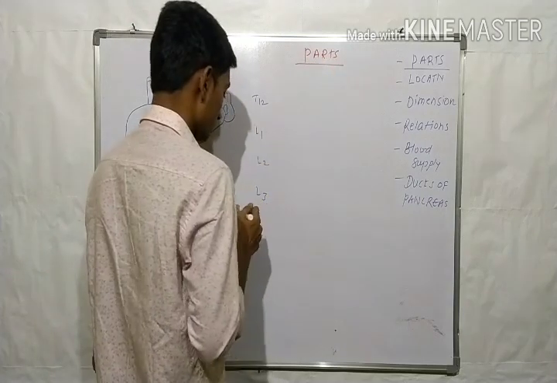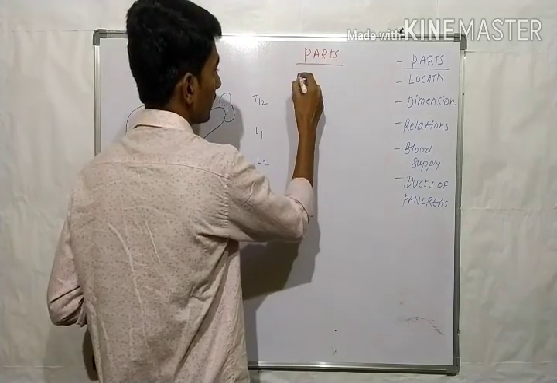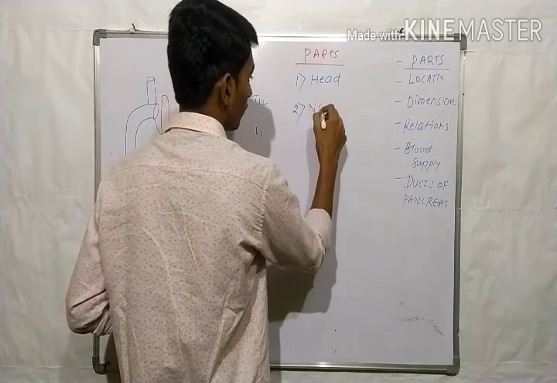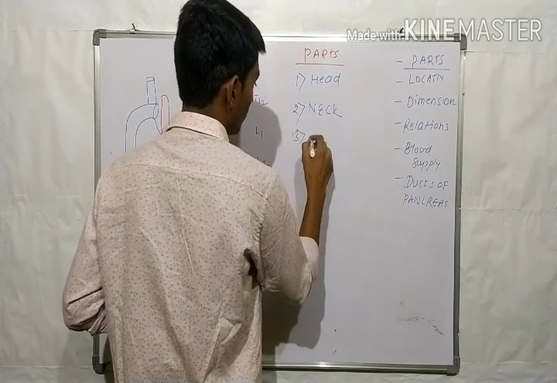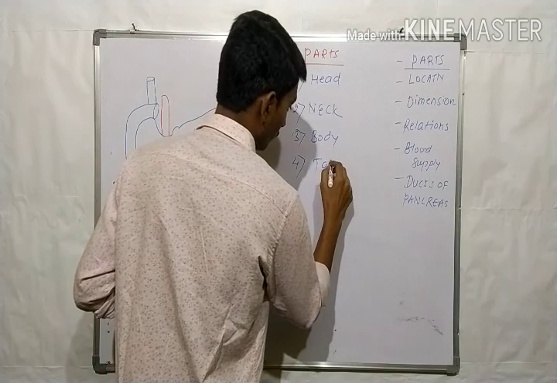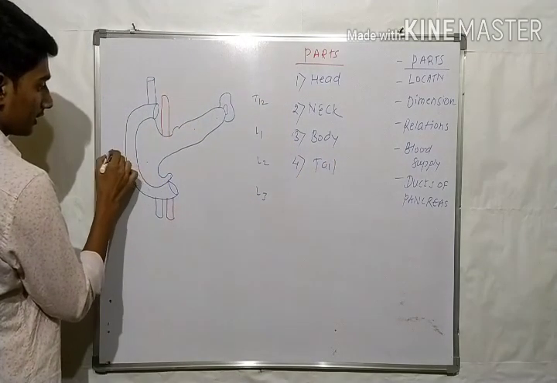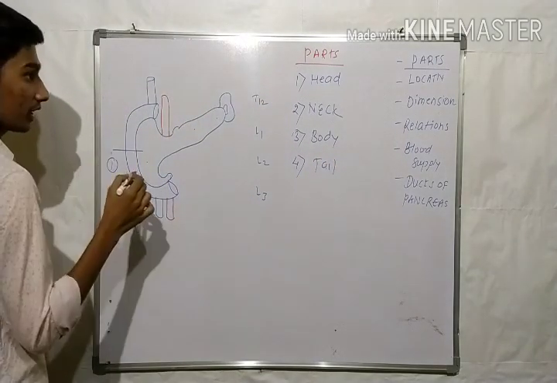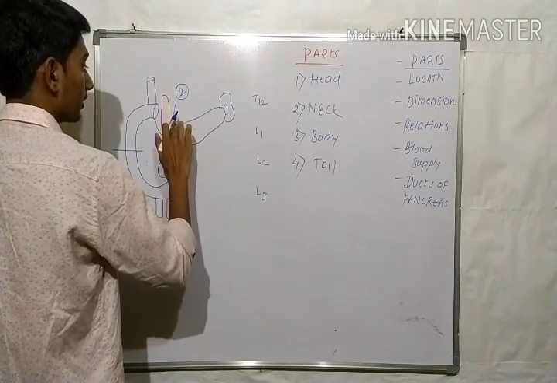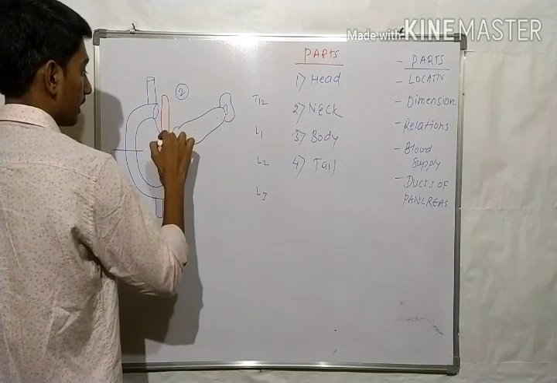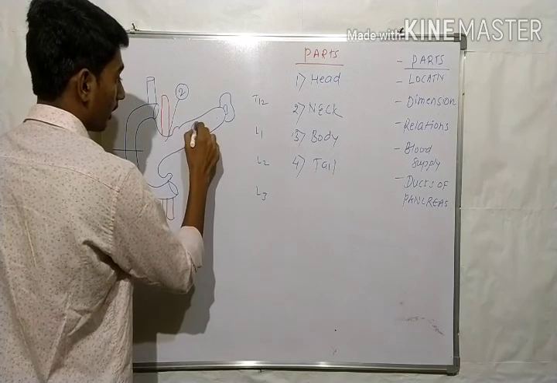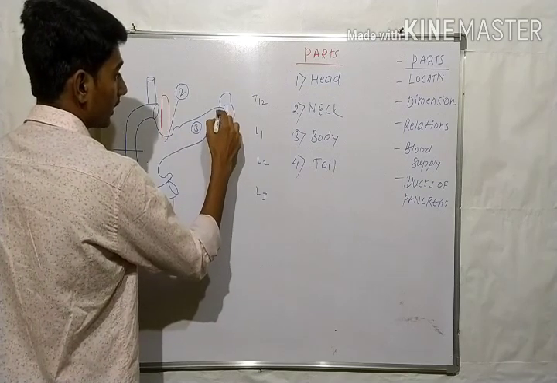And in parts we have first part, that is head, then neck, third is body, and fourth is tail. So this part is head, then second part is neck, then body, this is third part, and fourth part is tail.